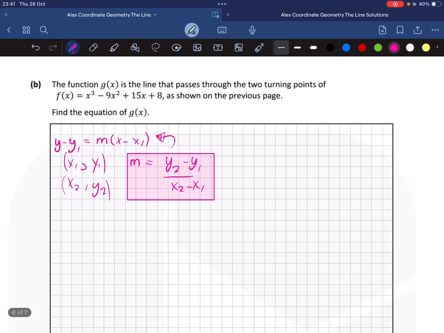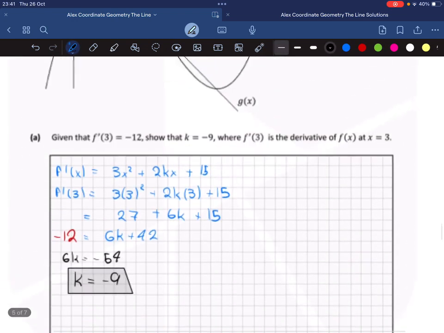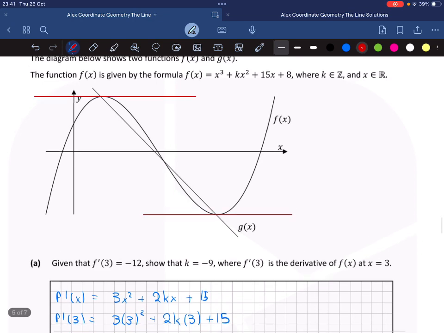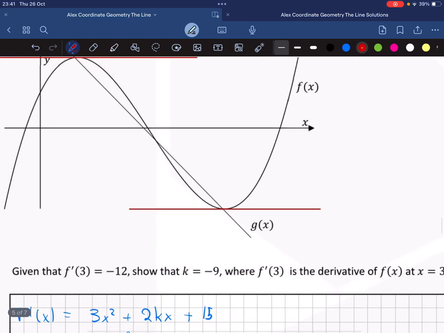It also tells us that it passes through the two turning points of f of x. But how do we find the two turning points? Turning points have a unique property that the slope is equal to 0. So a horizontal line that passes directly through the turning point, the slope's going to equal 0, and the exact same thing is going to be with this one here. So once we find the x values, we can then plug the value of x directly back in to the original equation.